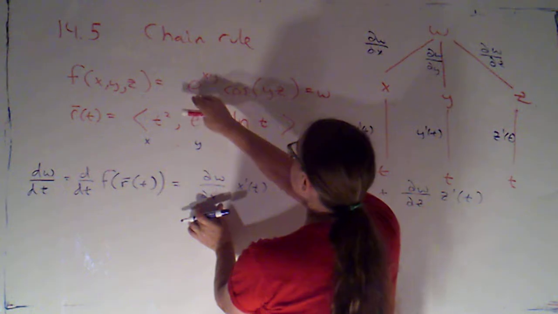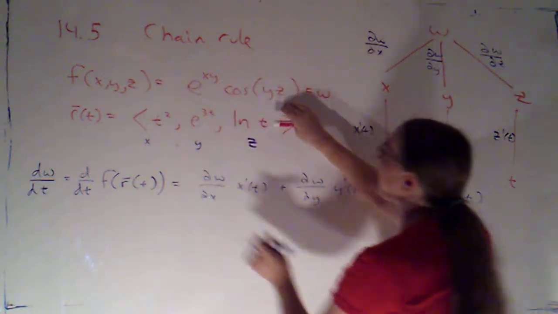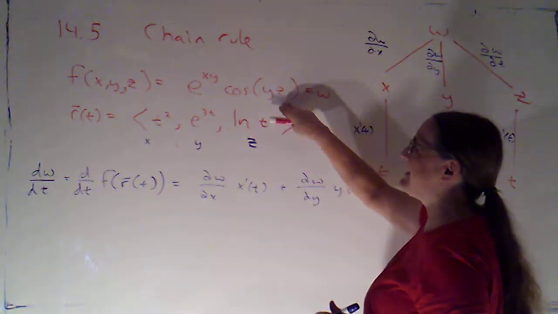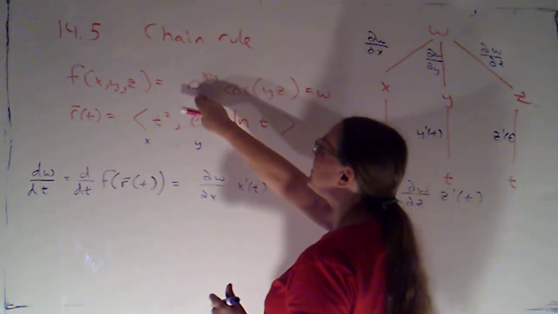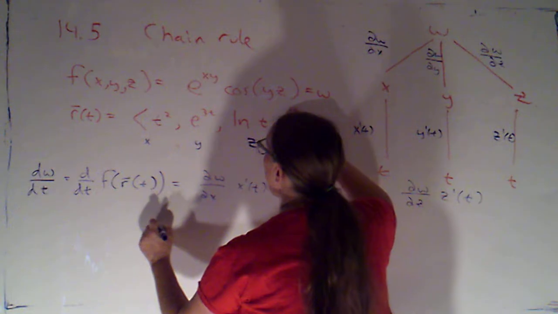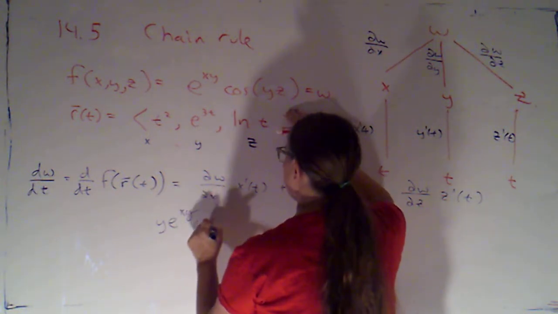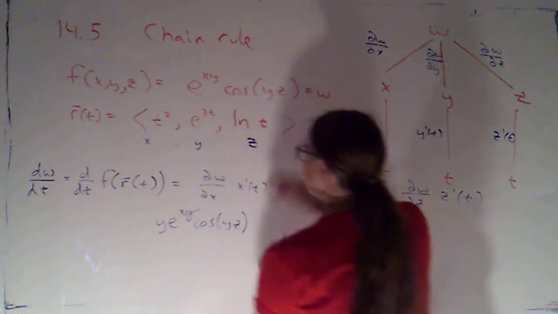Okay, excellent. So now I want to just write out what these things are. Here we're taking the partial of this with respect to x. Well, that's kind of nice because the cosine of yz then is just a constant. So the partial of this would be y times e to the xy, and then times cosine of yz.